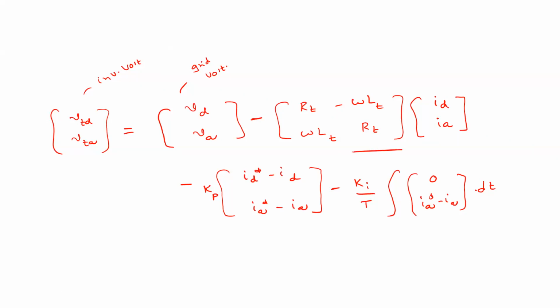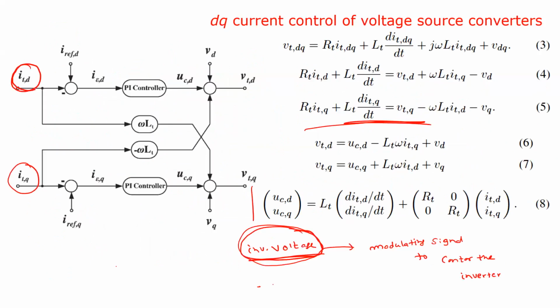And the second part is we need to follow the reference currents, right? So ID and IQ must follow the reference currents. So how exactly are these matched? So we can see here.